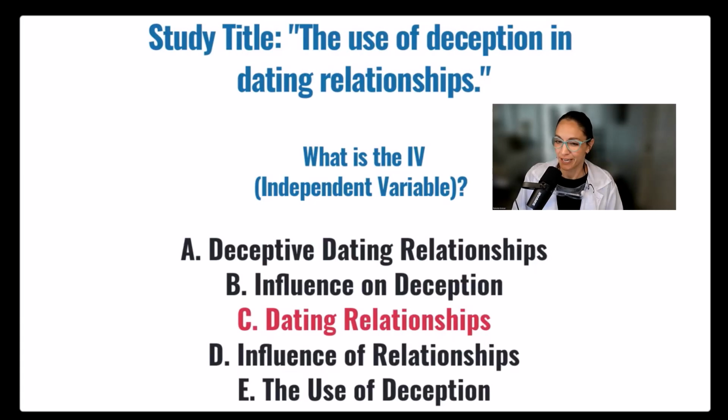This one's a little trickier. The phrasing isn't exactly as obvious, but what can we assume this study wants to know the most? The use of deception. Okay. So, what is it in connection with? What could influence that? Dating relationships are the independent variable.